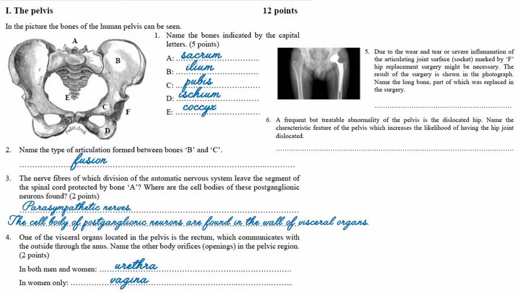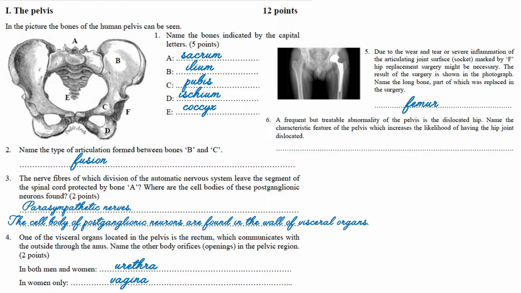Due to the wear and tear of severe inflammation of the articulating joint surface socket, marked by F, here you can see it, hip replacement surgery might be necessary. The result of the surgery is shown in the photograph. Name the long bone, part of which was replaced in the surgery. Very easy question. This is the longest bone of the human body, which is called femur.